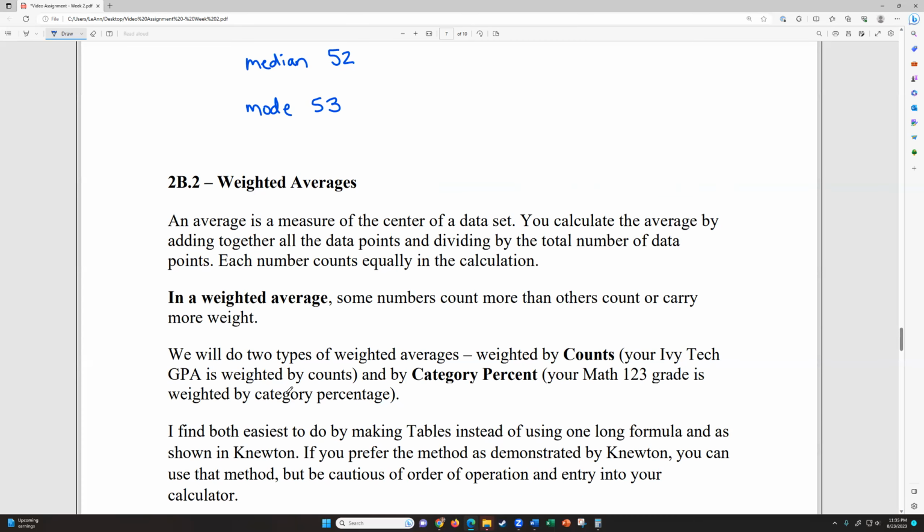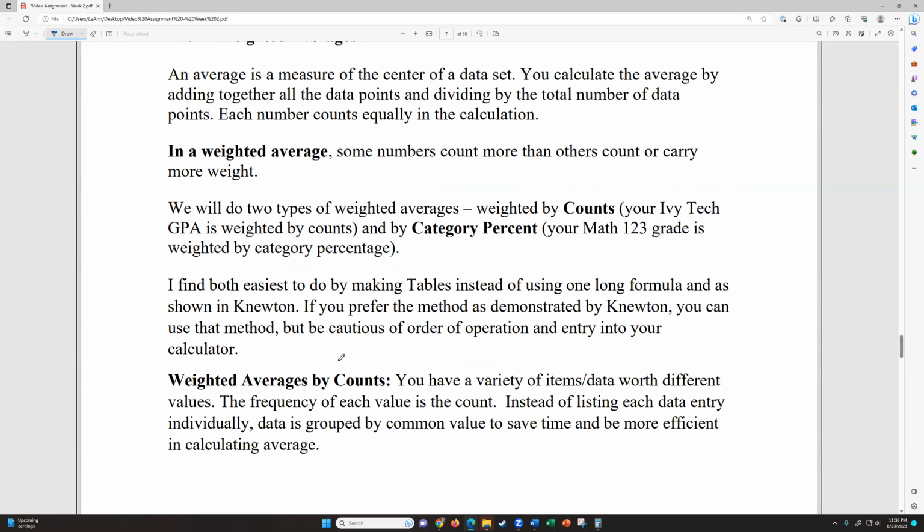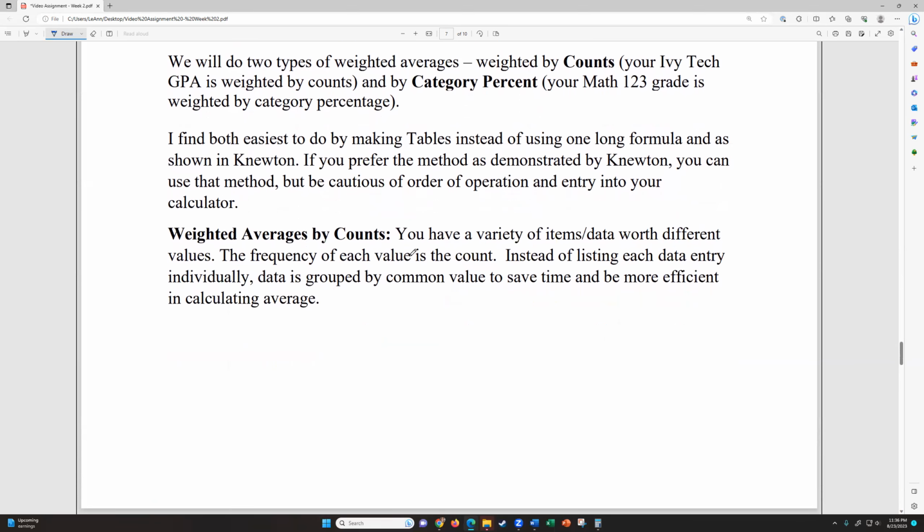I find both easiest to do by making tables. I really do. Instead of using the long formula that you'll be shown in Newton, they do come up with a really long formula. If you like that and you want to use it, I'm okay with that. I'm never going to tell you you can't do it a way that Newton also teaches it. But you just really have to be cautious about order of operations when you enter that into your calculator. You don't want to get all the work right and then type it into the calculator wrong and get the wrong answer. So let's look at the weighted averages by counts.